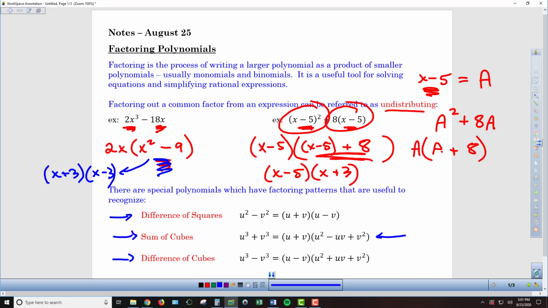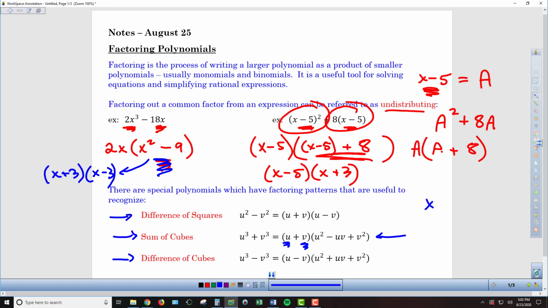So we have to identify the cube roots of each of those pieces. So we've got the u, the v, and then the remaining part of the factorization follows the pattern that's there in the parentheses. And then we have a pattern for a difference of cubes as well. We'll see those put into practice in some of our examples, so hopefully that will make those a little bit clearer.